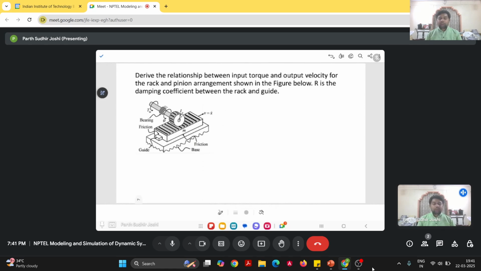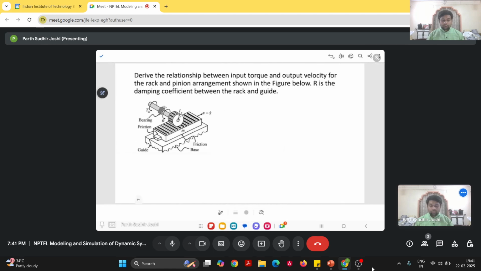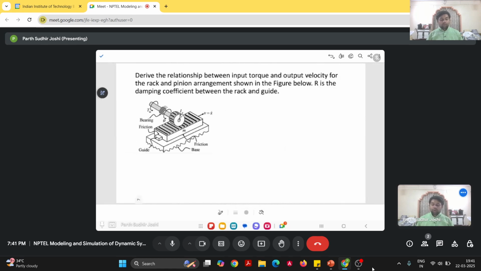Now we come to the next question where we have to derive the relationship between the input torque and the output velocity for the rack and pinion arrangement, which is shown in the figure below. So R is given as the damping coefficient between the rack and the guide. So let us first draw the free body diagram for each of these components. Let us first draw the free body diagram for the pinion.